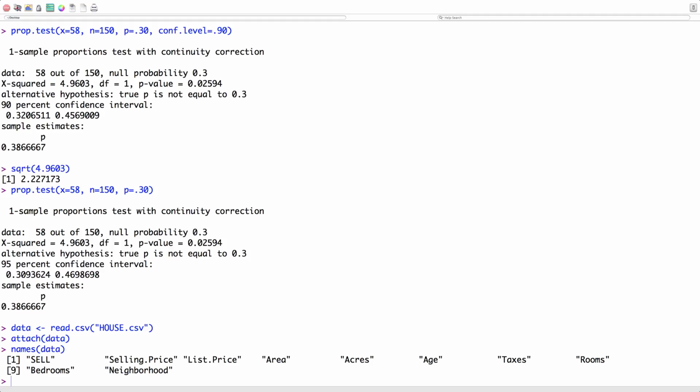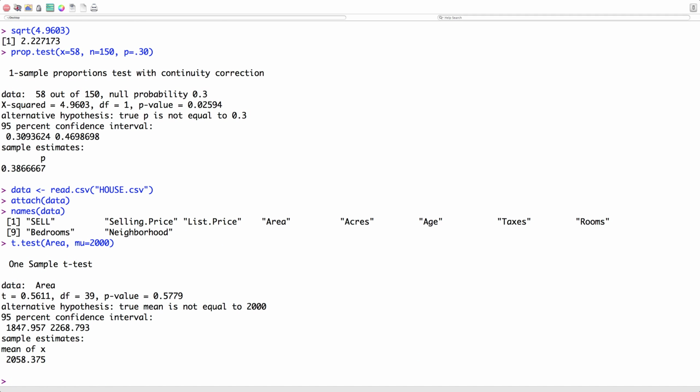Now, first thing I want to do is test the claim that the area is 2,000. So guys, I'm going to run a t-test. I want area, mu equal 2,000. And I'm okay with the confidence level being the default of 0.95. I'm also okay testing at two-tail. So my alternative hypothesis is not equal to. So like that, wham bam, thank you ma'am, we've got our test statistic.